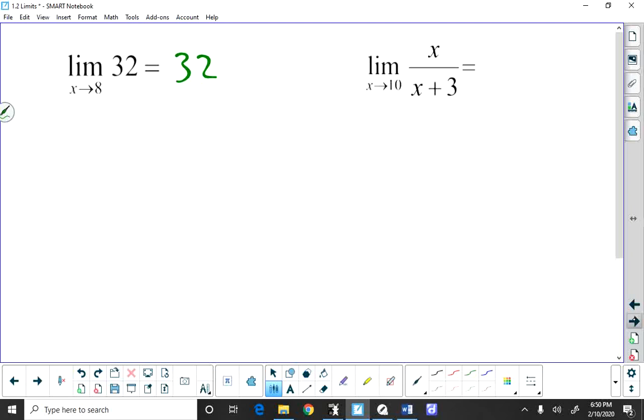Over here, if we were to put 10 in, I would have 10 over 10 plus 3, which gives me 10 over 13, and that is, in fact, the limit.